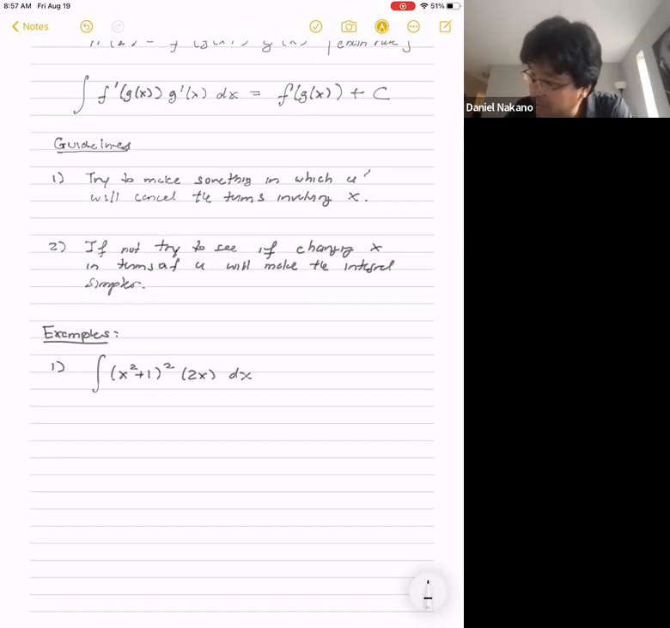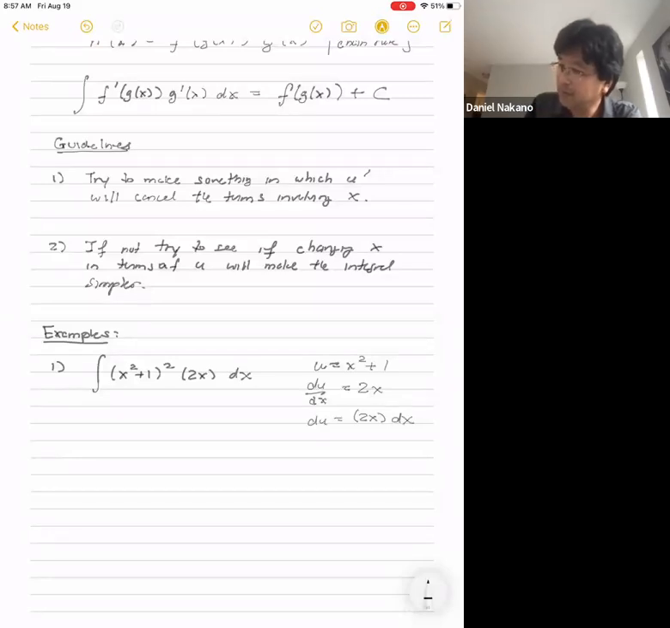So let's do this systematically. Let's say I take u to be equal to x squared plus 1. If I take the derivative, du dx, this is going to be 2x. So in particular, this du part is going to be 2x dx. All right, so let me do this side. This is going to be u squared. And then the 2x dx part is just going to be du, right?